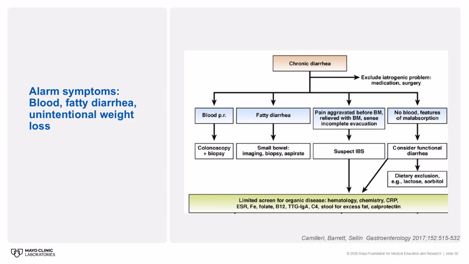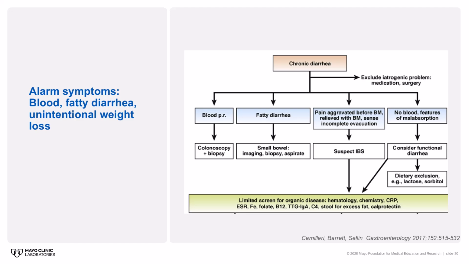We will then perform some dietary exclusion if the patient has identified such an item in the diet that's causing the diarrhea, such as lactose. And then we will perform a limited screen for organic disease. This usually involves a complete blood count, a biochemical profile, and especially if we're thinking of inflammatory bowel disease, we will measure serum C-reactive protein, erythrocyte sedimentation rate.